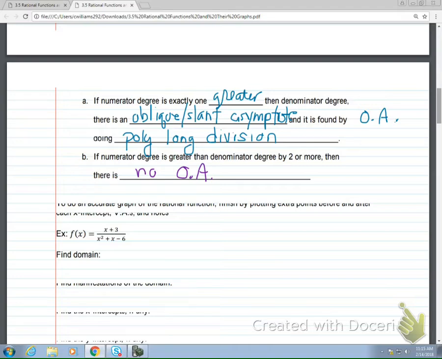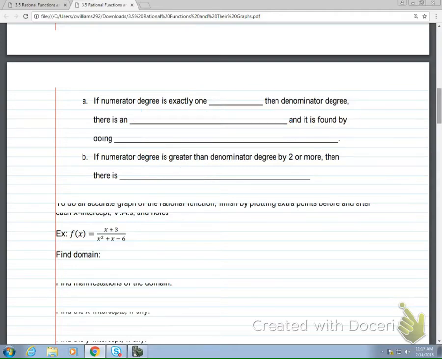OA, oblique asymptote. All right, what do you think? Clear as mud? Yeah, none of this makes any sense. I know. All right, so that's what the examples are there for. And we're going to go back and hit all these pieces and try to pull it together.